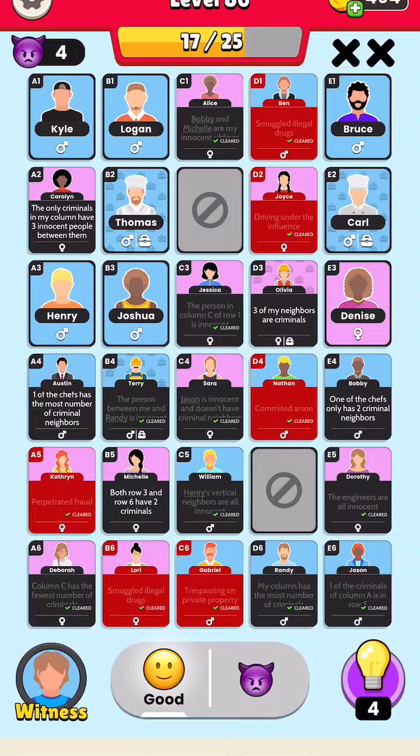One of the chefs only has 2 criminal neighbors. Huh, okay. Well, we have Carl with 2 criminal neighbors. But does that mean that the chef is innocent? Like, I'm not getting a good... I don't know what that means. And then she says 3 of her neighbors are criminals. So it's either Denise or Carl. But then it says that row 3 has 2 criminals. So it's either Henry, Joshua, or Denise. So Denise is already getting a lot of suspicion on her. So I don't know. Could be Carl because he might have the most amount of criminals.